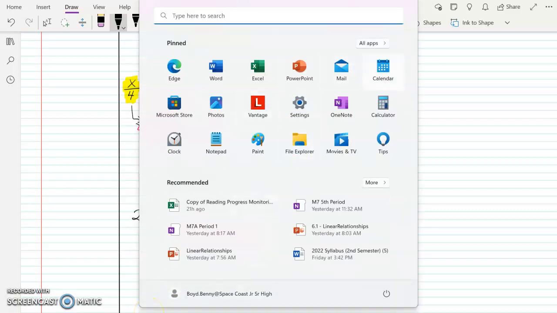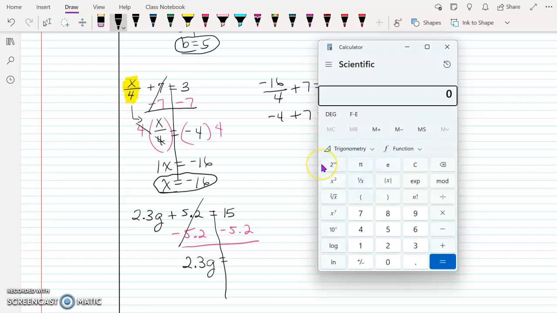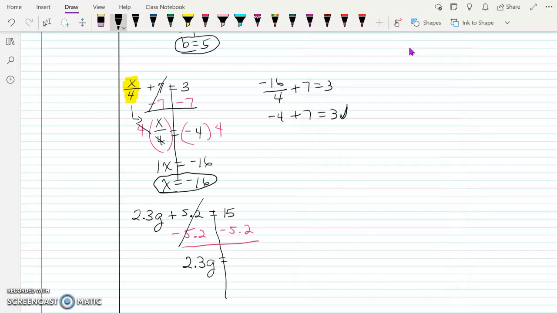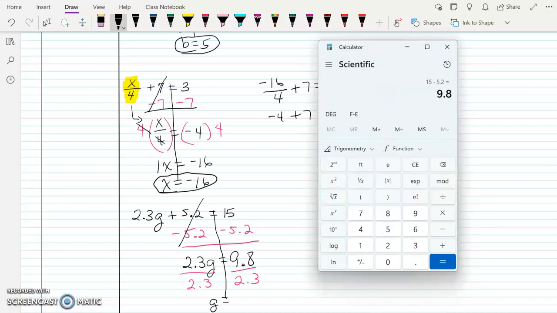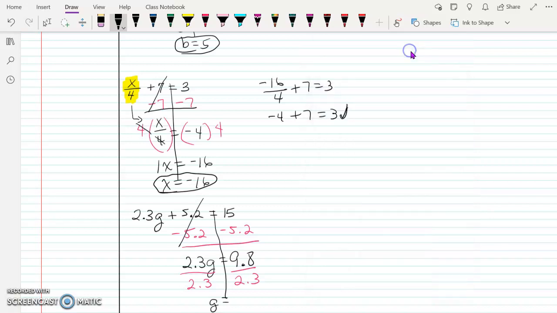I'm going to do it on a calculator since I'm allowed to use a calculator. So 15 minus 5.2 is 9.8. And then last, I will isolate the variable by dividing by 2.3 because that's the inverse of multiplication. And when I do that, I get g equals, again, I'm going to use my calculator, divide by 2.3. Oh, this is a big number, so I'm going to round this off to the 10th place.